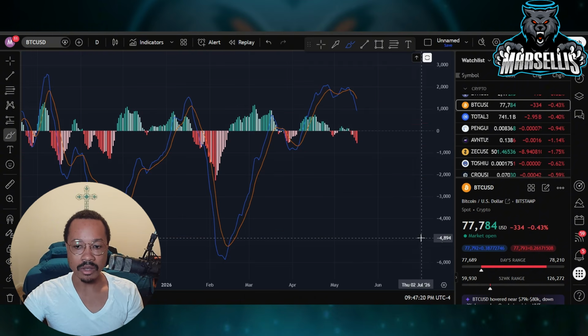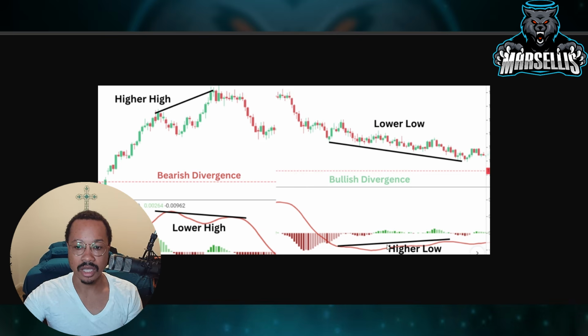Now, we also have the MACD. And I was talking about this. I always talk about this. Higher lows on the MACD, lower lows on the chart, bullish divergence. Lower highs on the MACD and higher highs on the chart, then we have bearish divergence. So you see on the right bullish divergence, you see on the left bearish divergence.